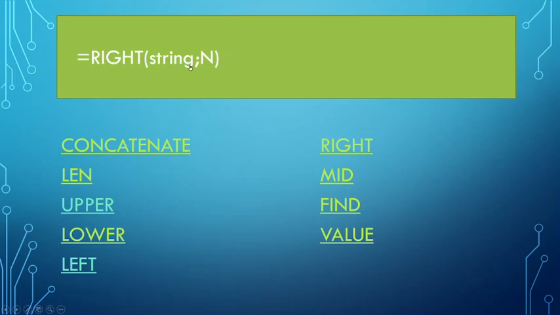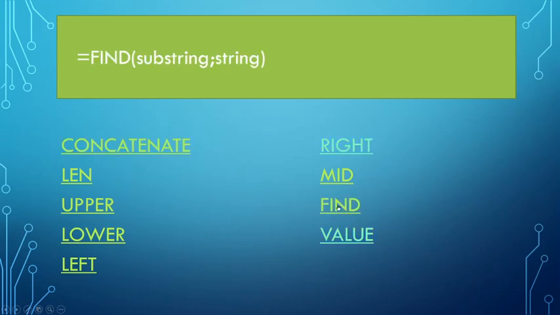Left concatenate 3 would be con. And then the middle has a text, then it has a starting point. So if I say, for example, mid concatenate 2, 3, I'm going to go to the second character, because that's character 2, and I'm going to count 3. 1, 2, 3. So the result would be onc.